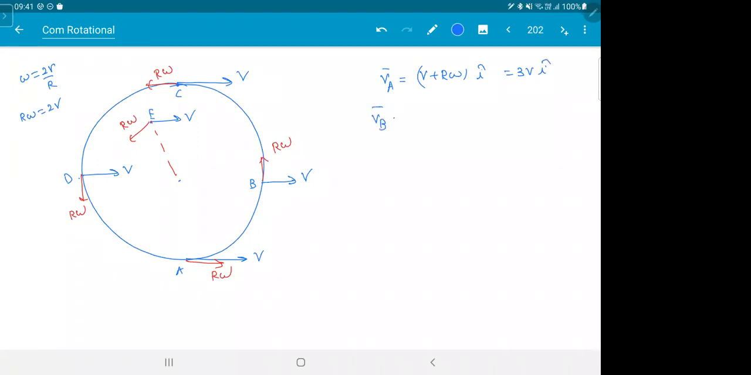What is velocity at B? V I cap plus r omega j cap, which is V i plus 2V j. Vc is V minus r omega I cap. Minus V I cap means the point is actually going backward. And D is V I cap minus r omega j cap.